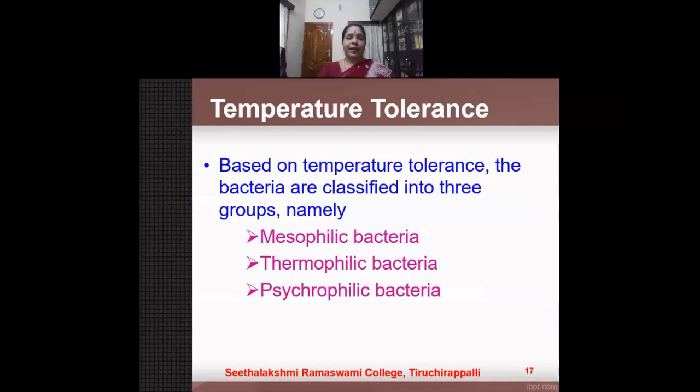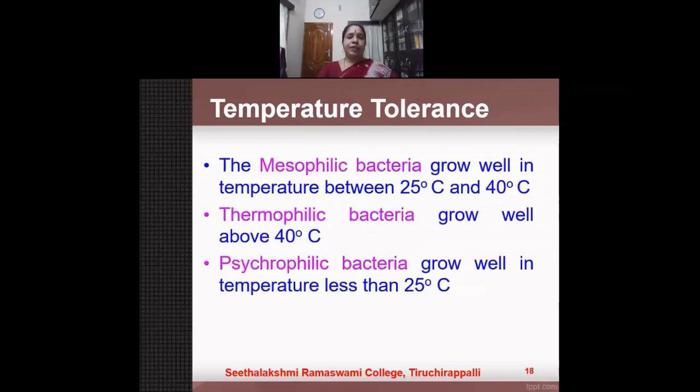Temperature tolerance of bacteria. Based on temperature tolerance, the bacteria are classified into different groups, namely mesophilic bacteria, thermophilic bacteria, and psychrophilic bacteria. The mesophilic bacteria grow well in temperature between 25 degrees centigrade and 40 degrees centigrade.